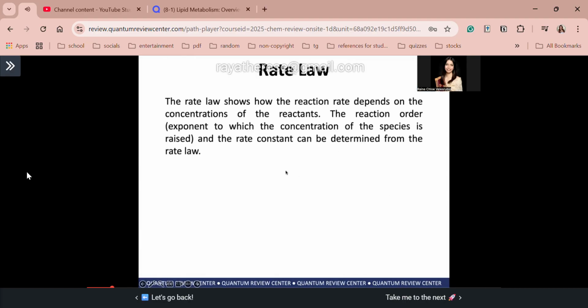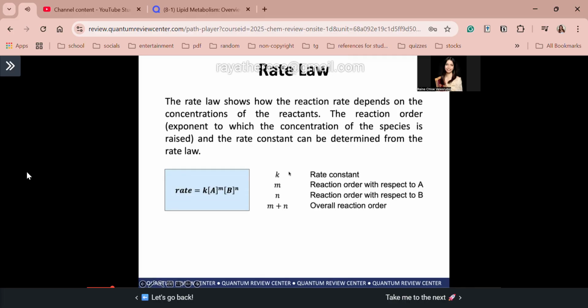So the rate law shows how the reaction rate depends on the concentration of the reactants. So the reaction order, so yan yung m and yung n. Okay, these are the exponents to which the concentration of the species is raised. Okay, now through the rate law, guys, we can determine the rate constant. Okay. So the rate law is this.